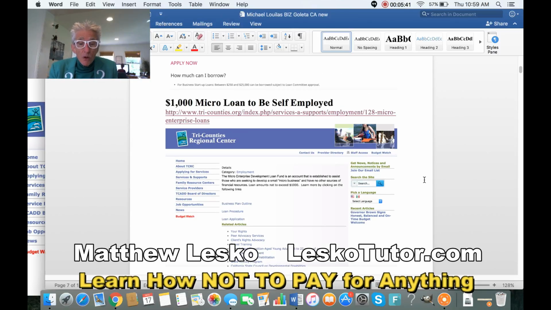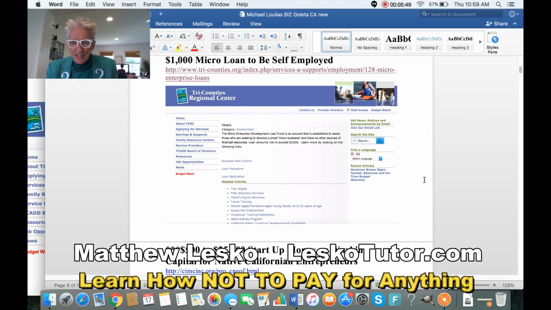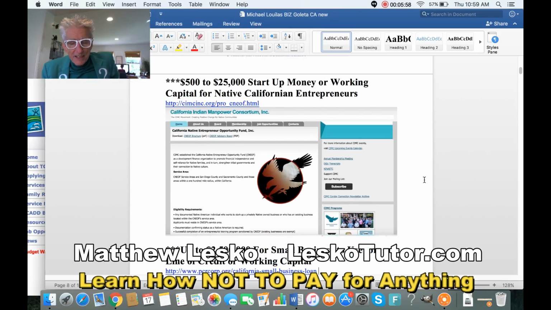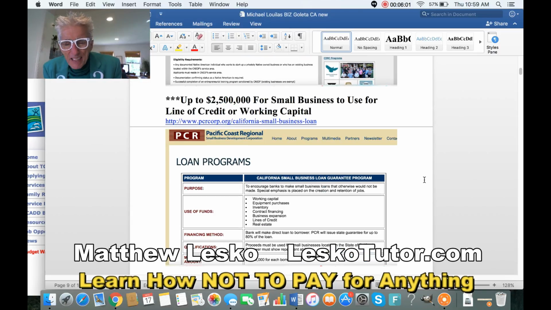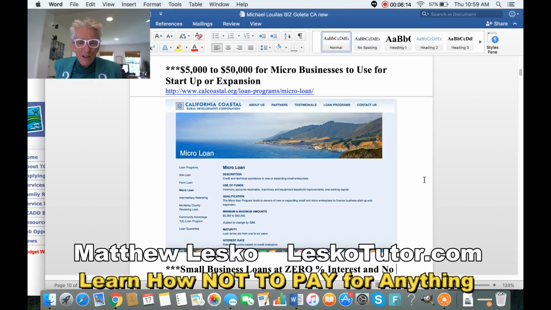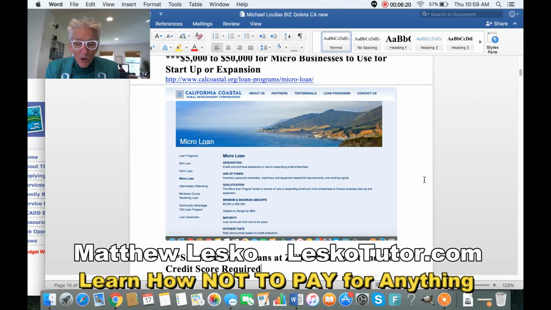Here's another micro loan for the self-employed. That's what you are. $1,000 is available from the Tri-Counties Regional Center. I don't know, maybe you've heard of these, maybe you didn't. Here's $500 to $25,000 for native Californian entrepreneurs. If you're a native Californian, that's for you. Or up to $2.5 million for working capital. Usually these big companies or organizations that give you money want you to buy stuff, so you have collateral. But no, it's for working capital, which means money you can spend on anything you want. Or $5,000 to $50,000 for micro businesses to use for startup or expansion.